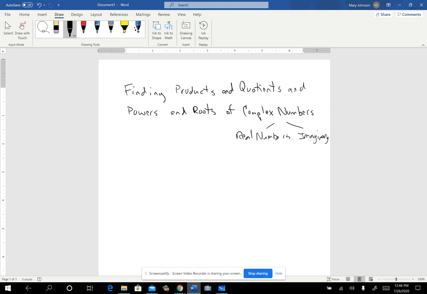Now, the thing is, finding the product, quotient, power, or root of a complex number is easy when they're written in polar form. This is easy when they're in polar form.